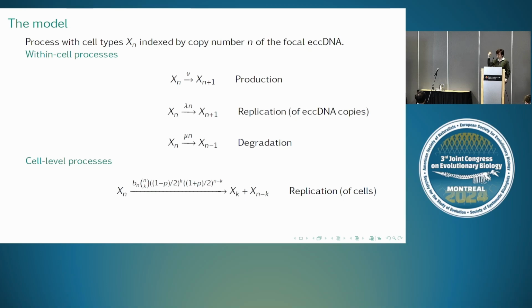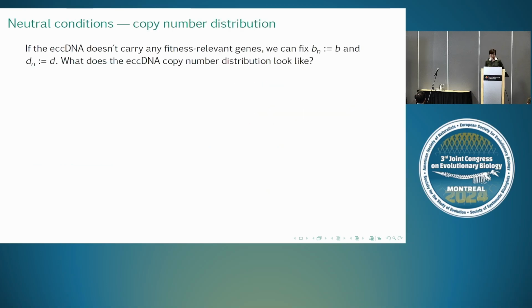up to p equals 1, where they're certain. And the last thing that the cells are doing is dying at some rate that, again, might depend on the ECCDNA copy number in our selective case. All right. But for the moment, it's not going to depend on the ECCDNA copy number.